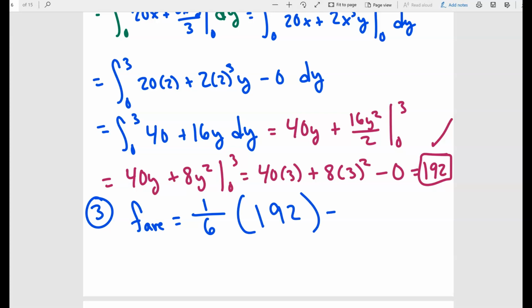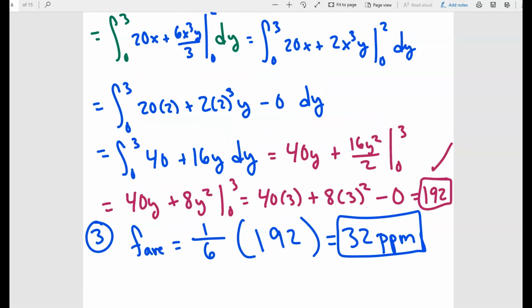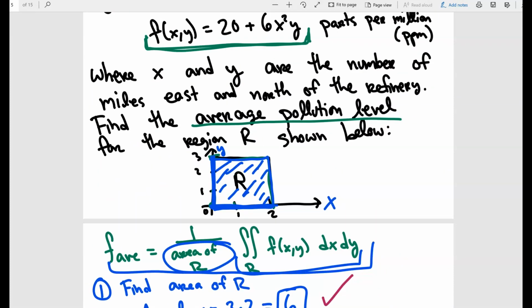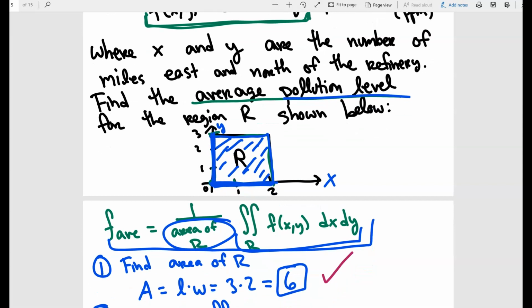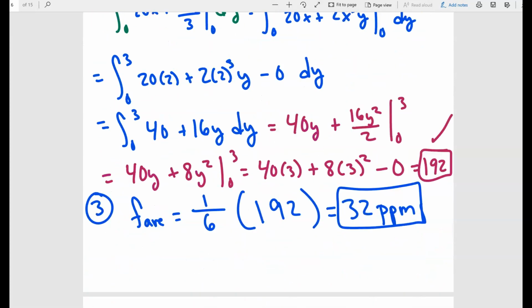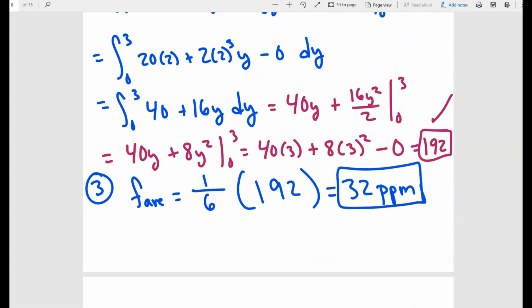So if I put this in my calculator, I'm going to get 32. And this is going to be parts per million. So this is the average amount of air pollution, the pollution level for this particular region. If I were to go 2 miles east and 3 miles north, the average pollution of this entire region is going to be 32 parts per million.